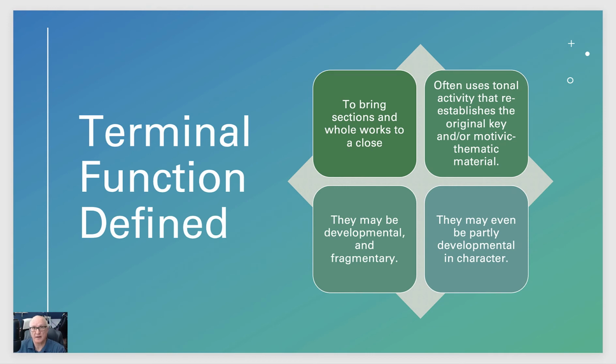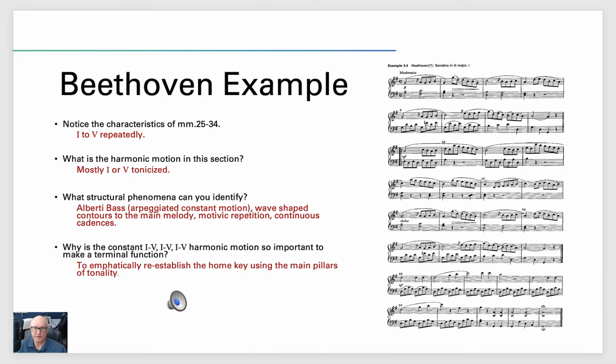That could be the 4 chord in minor, to the 2 chord in minor, to the 5-7, and then back. So it's very typical. It sounds like it's going home. So once again, let's listen to Beethoven, and you can hear how toward measures 25 to 34, 1 and 5 are repeated over and over.